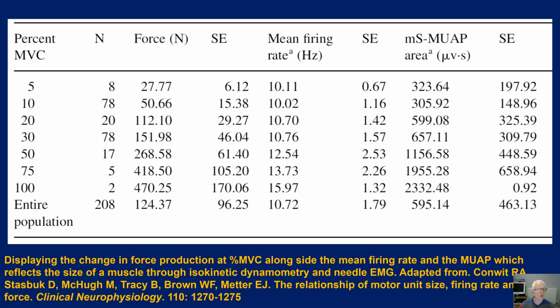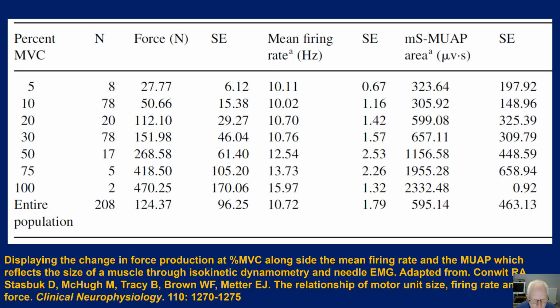But the key is the amount of force, which is in the third column. So the force here is being measured in newtons. And what you can see is as the percentage of the MVC increases, remember that under an isometric contraction, you're generating a high amount of force. That's fundamentally important to understand. So you can see that from 5%, you're going up from 27.7 newtons to 470 newtons at a full MVC. And even if you go to 50% of the MVC, you're up to about 268.5 newtons.